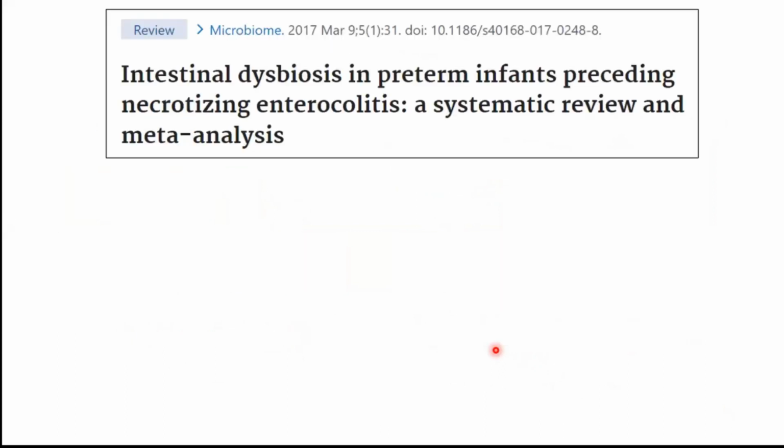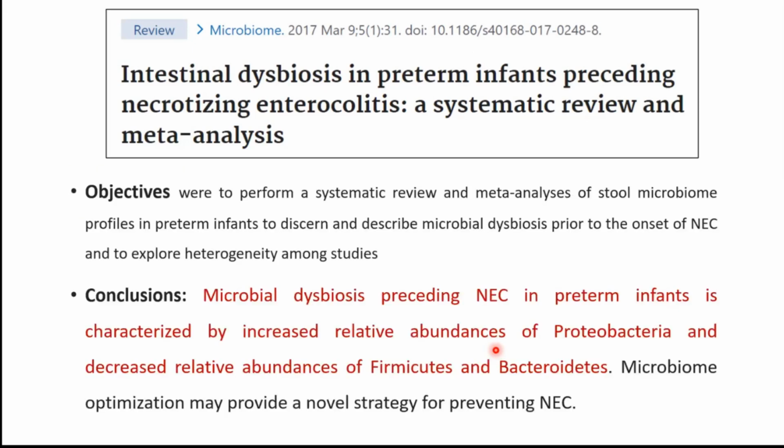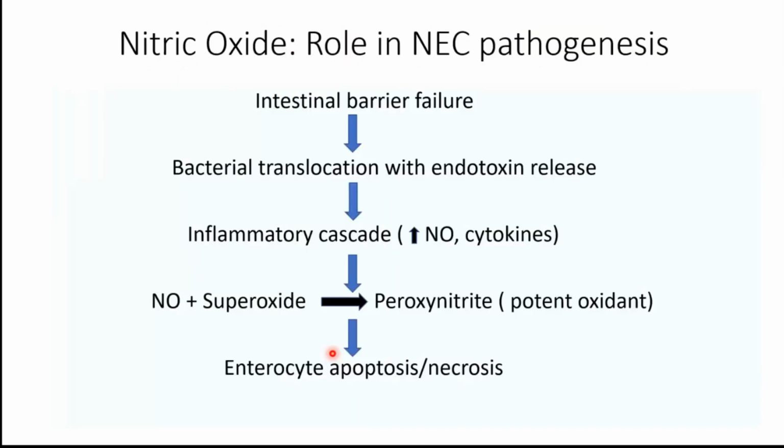This study was published in Microbiome in 2017. In this, intestinal dysbiosis in preterm infants preceding NEC was studied. This was a systematic review and meta-analysis, and it was concluded that microbial dysbiosis preceding NEC in preterm infants is characterized by increased relative abundances of proteobacteria and decreased relative abundances of firmicutes and bacteroidetes. So microbiome optimization may provide a novel strategy for preventing NEC.